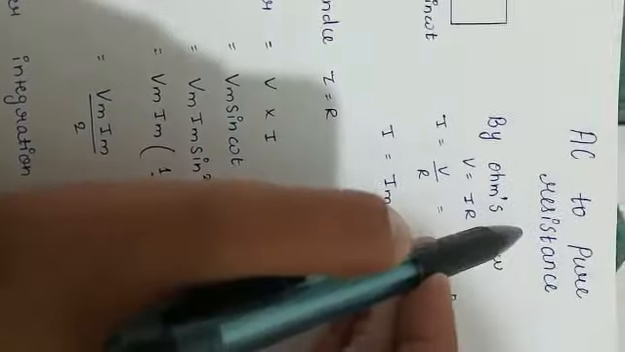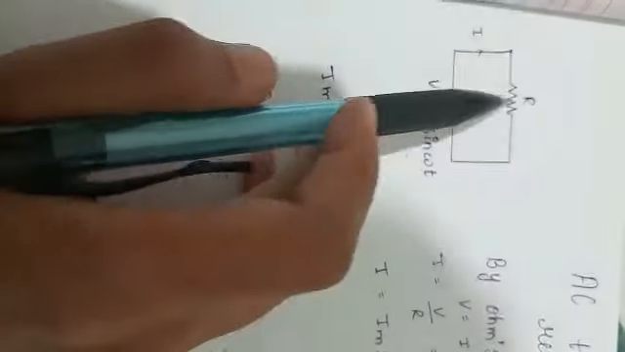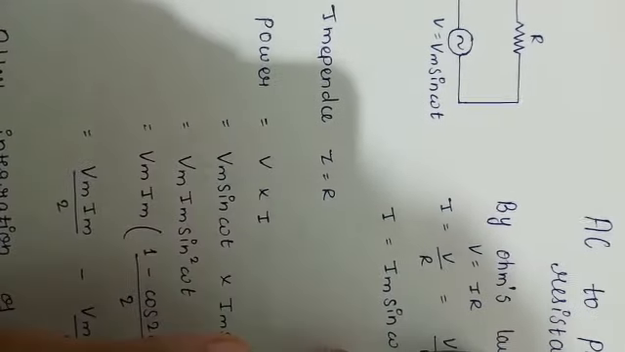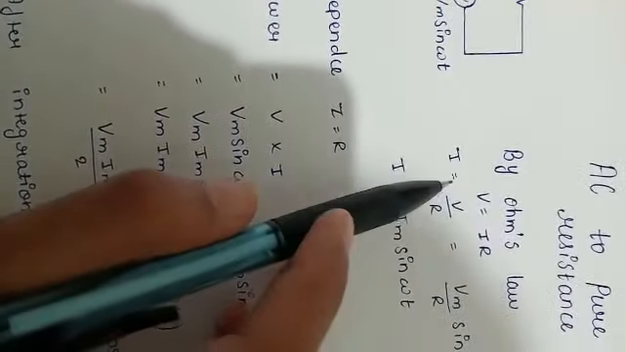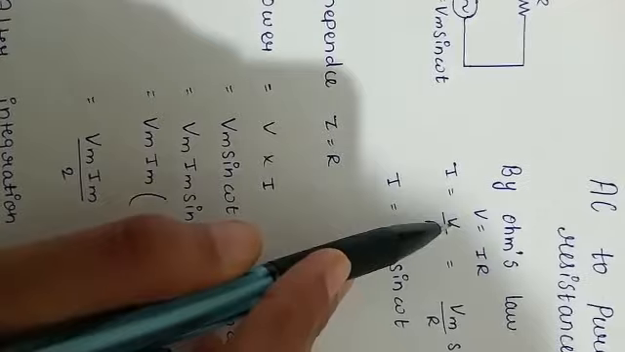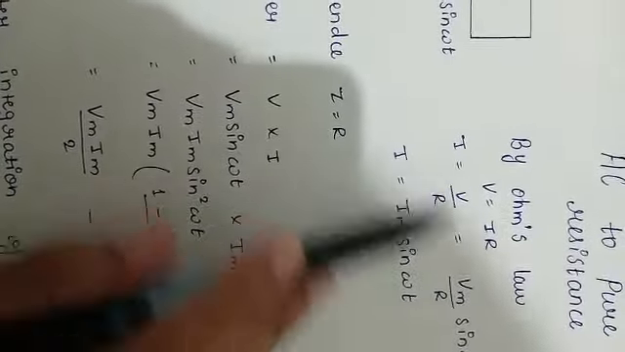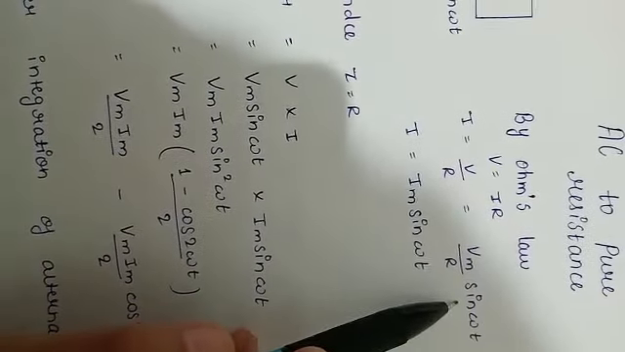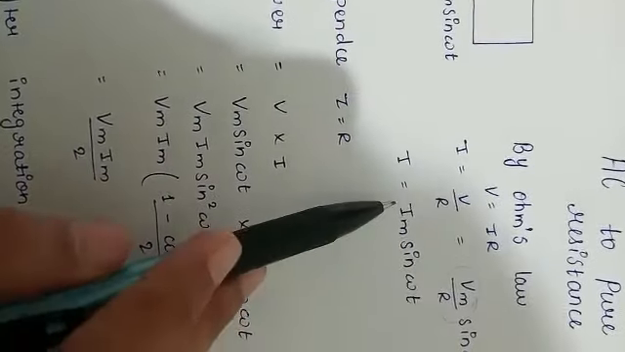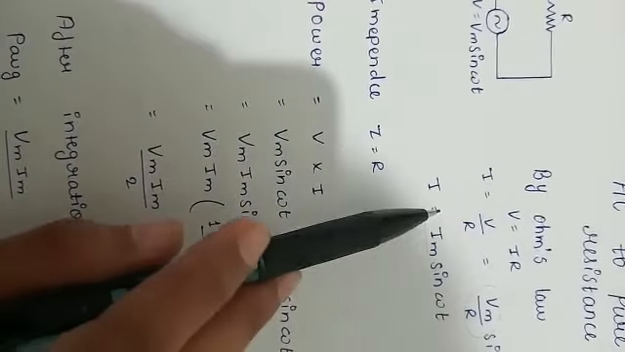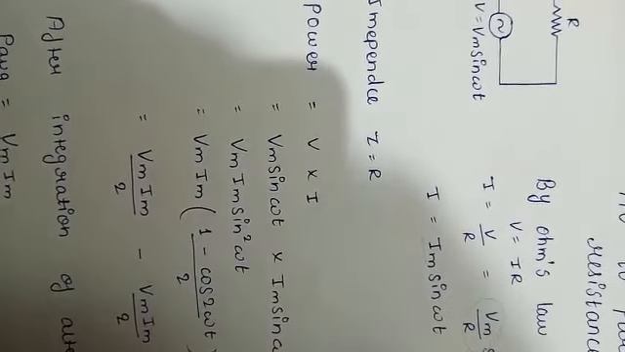AC to pure resistance. So this is the circuit, and according to Ohm's law, V is equal to IR. So I is equal to V by R. This is instantaneous, so V is equal to Vm sin omega t. That's why I is equal to Vm by R sin omega t. Now we can write Vm by R is equal to Im. So the equation becomes I is equal to Im sin omega t.